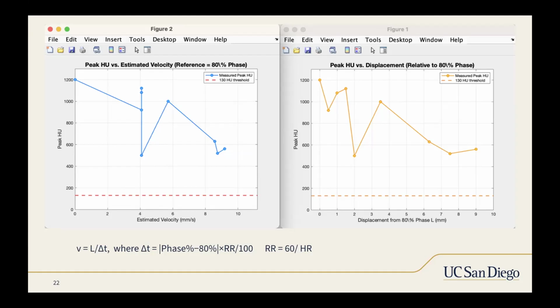So the peak amplitude drops to around 500. But then on the right again, when you look at 4 millimeter displacement, this is 30% phase. The plaque was steadily moving into diastole. And so then you can see back on the left graph that we're now at like 5.7 millimeters per second, producing moderate blur and a much higher HU as opposed to a smaller displacement. So where you are in the cardiac cycle will determine how much motion blur there is.